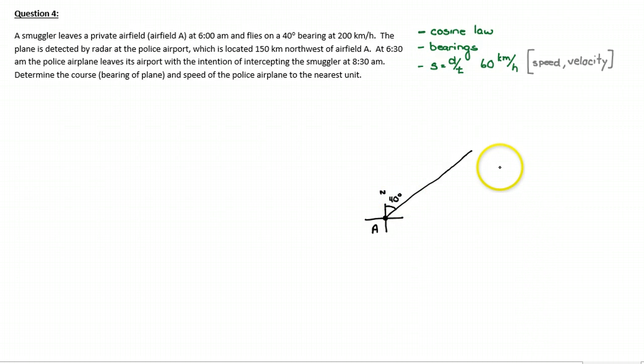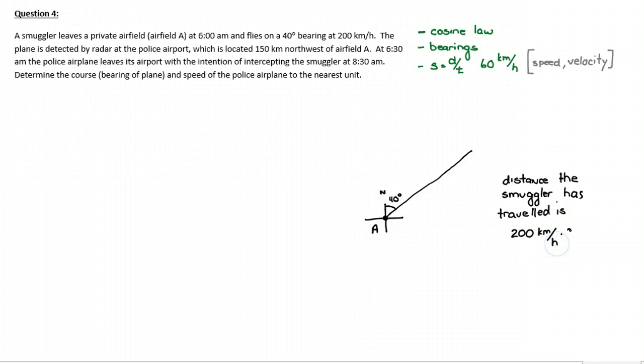So if the plane travels at 200 kilometers per hour, it leaves at 6 a.m. and it's intercepted at 8:30 a.m. That means the time is 2.5 hours. So the distance the smuggler has traveled is 200 kilometers per hour times 2.5 hours.